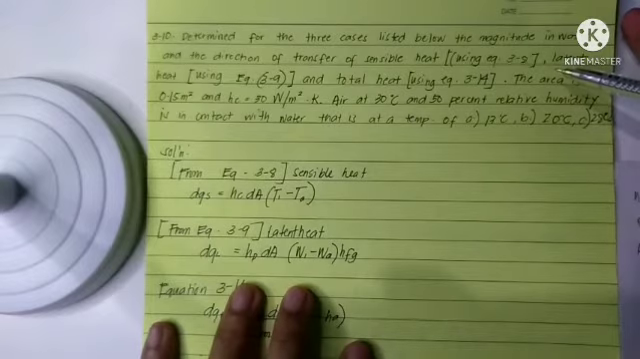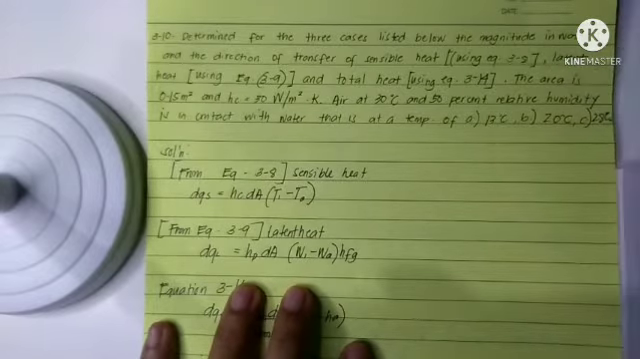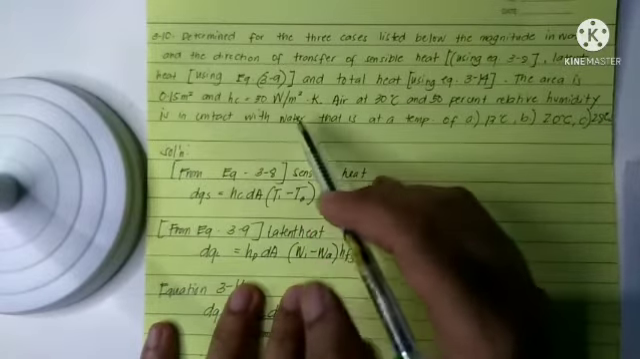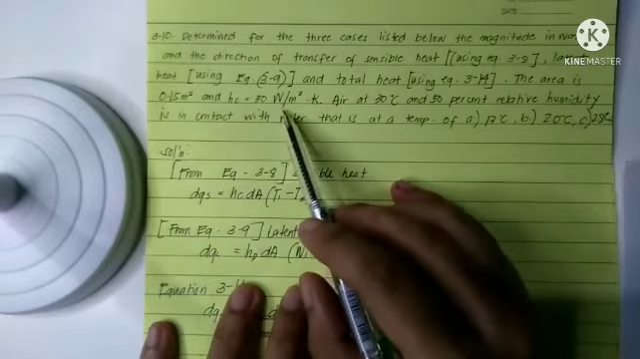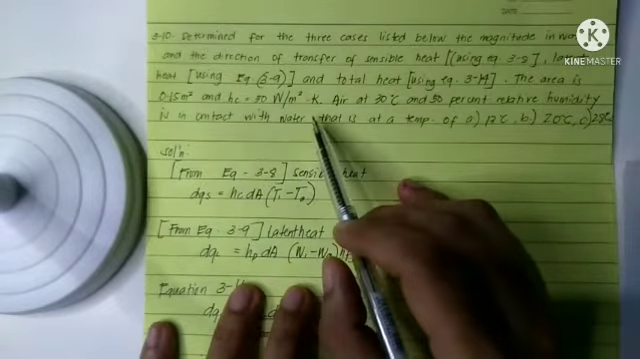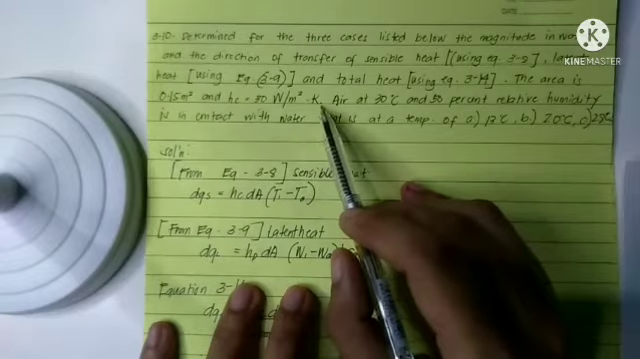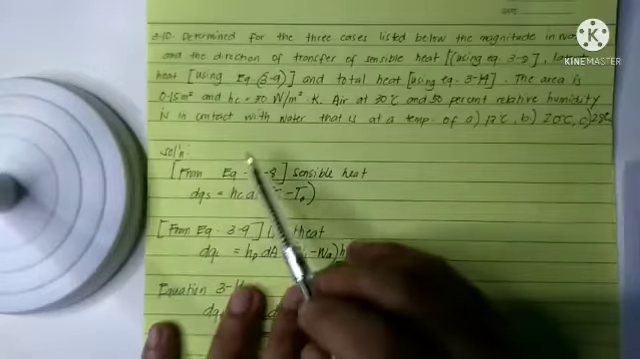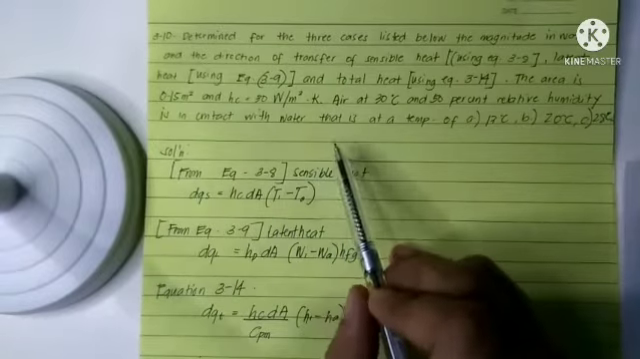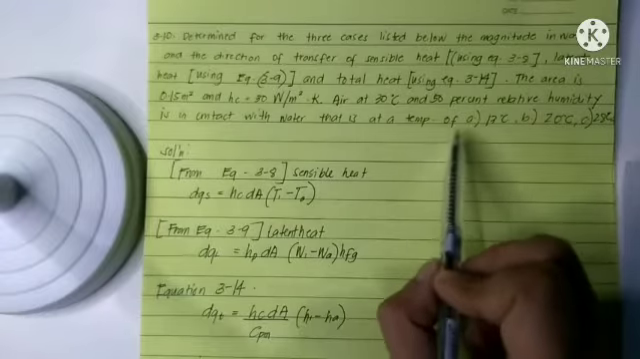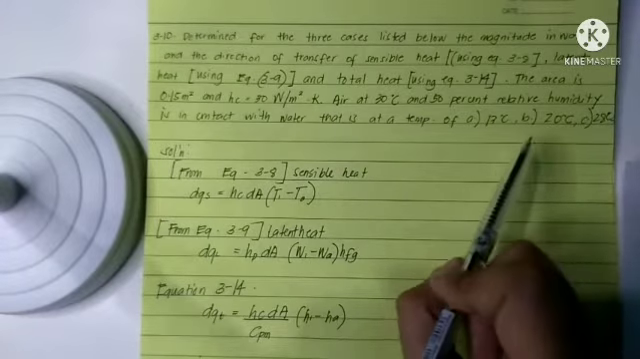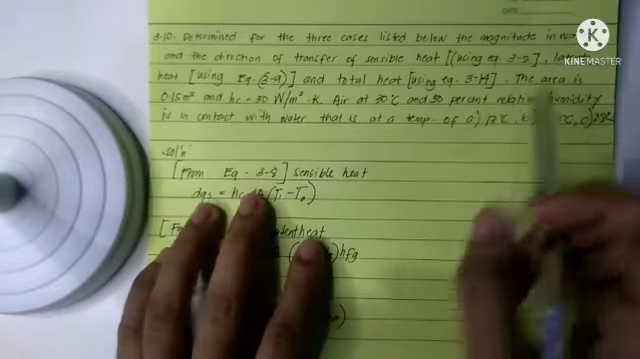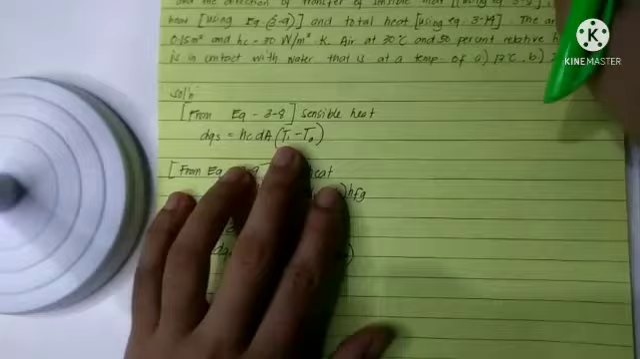The area is 0.15 meters squared, and the convection coefficient hc is equal to 30 watts per meter squared Kelvin. Air at 30 degrees Celsius and 50% relative humidity is in contact with water that is at a temperature of A, 13 degrees Celsius, B, 20 degrees Celsius, and C, 28 degrees Celsius. Solution: from equation 3-8, using sensible heat.